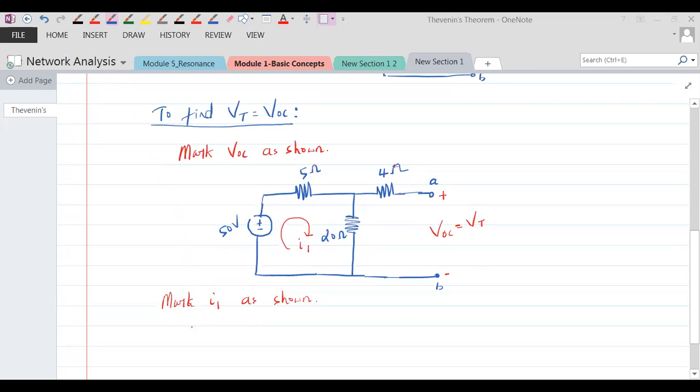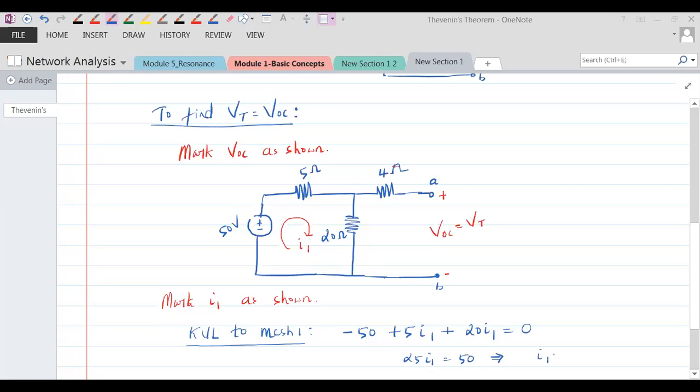So in mesh analysis, what do I do? I apply KVL. So KVL to mesh 1. There's just one mesh and let's call that mesh 1. So let's start from here. It's minus 50 plus 5 I1 plus 20 I1 equal to 0. So it's 25 I1 equal to 50, which implies that our I1 is 2 amps. Is this okay with you, everybody?